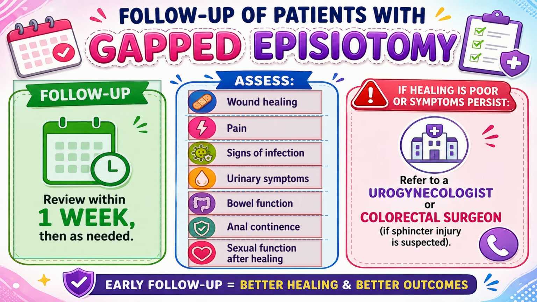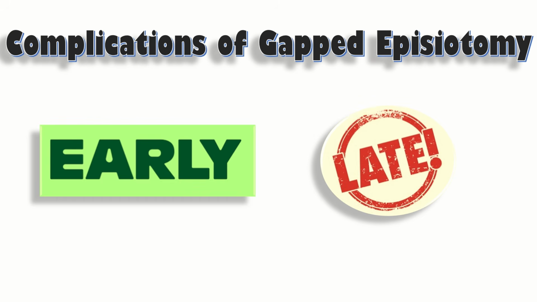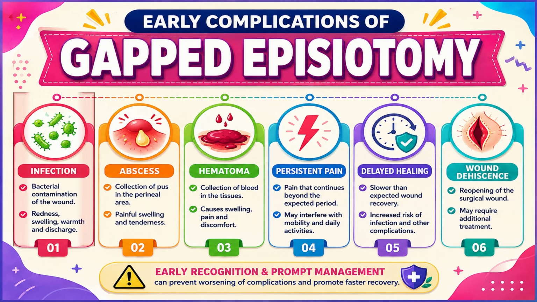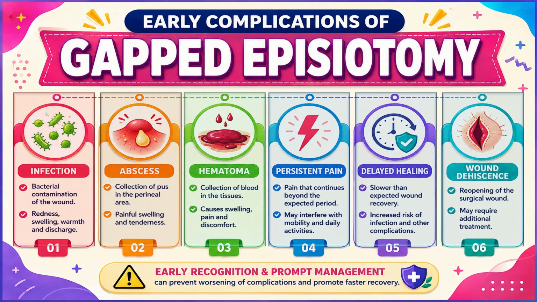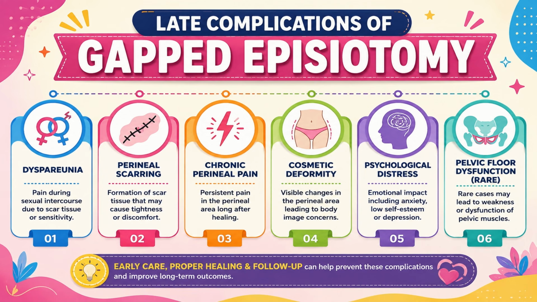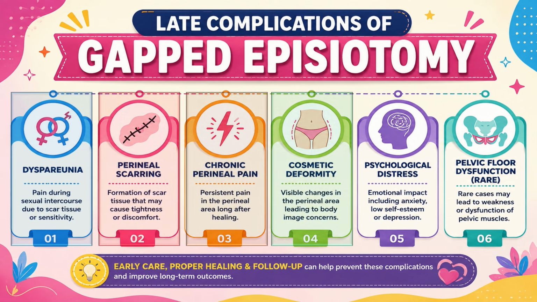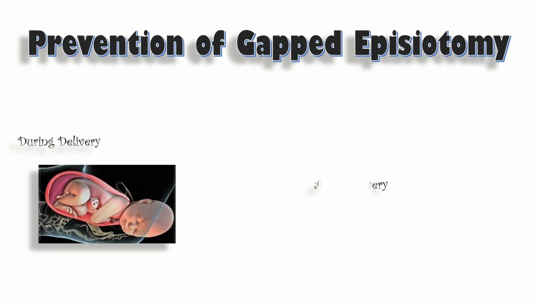The complications of gaped episiotomy may be early or late. The early complications include infection, abscess, hematoma, persistent pain, delayed healing, and wound adhesions. The late complications of gaped episiotomy include dyspareunia, perineal scarring, chronic perineal pain, cosmetic deformity, psychological distress, pelvic floor dysfunction, which is rare condition. The prevention is done during delivery and after delivery.